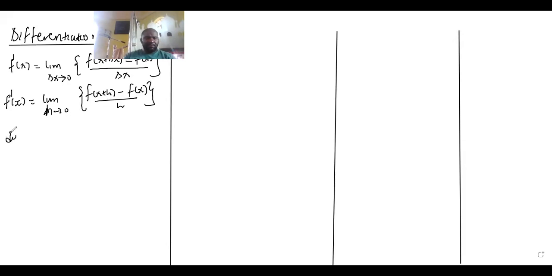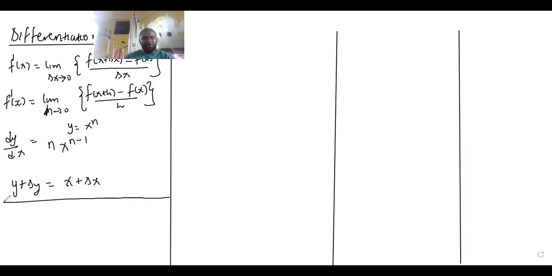We also saw that dy/dx can be got from the power rule. That is, if y is equal to x to the power n, we saw this as n x to the power n minus 1. And also, we could introduce y plus a small change in y, resulting from x plus a small change in x. All these were definitions we talked about, which we can use to differentiate terms.